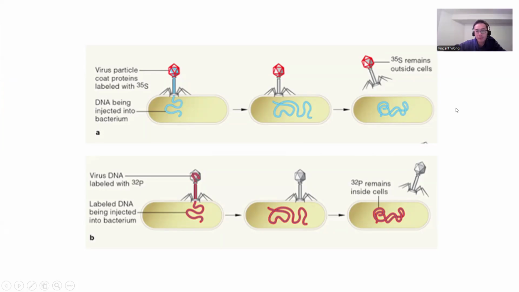Afterwards, when you separate it, the virus goes to the top, and you will only have the radioactivity at the top because the proteins are being labeled. But when you have the second batch where you label them with the P32, the DNA gets injected into the bacterium, and when you try to separate it, you will have the radioactivity at the bottom. So once again, when taken together, these results confirm that it's DNA that's responsible for heredity instead of proteins. Okay, so now people know that.